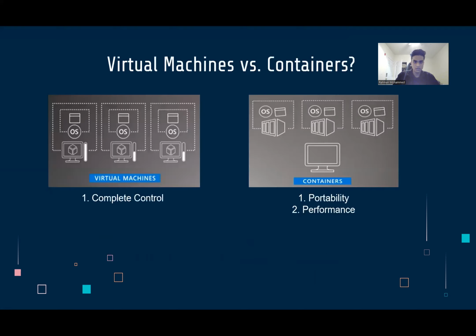So right here, I show that with a virtual machine, you'll get complete control. As you can see, there are 3 separate hosts. But with the virtual container, it's all acquired on one host. The benefit is portability and performance, but you don't get full control because it's all being bundled up onto one host. So if you want complete control, you would have to use a virtual machine.